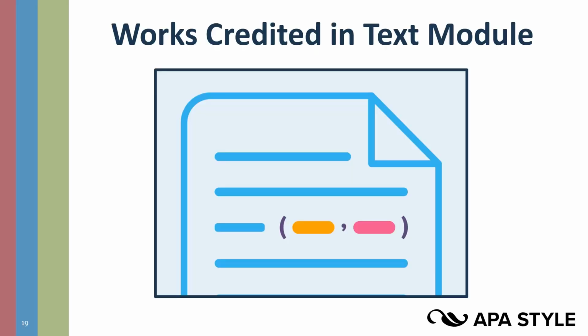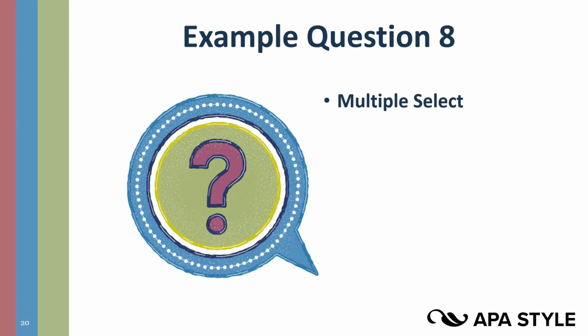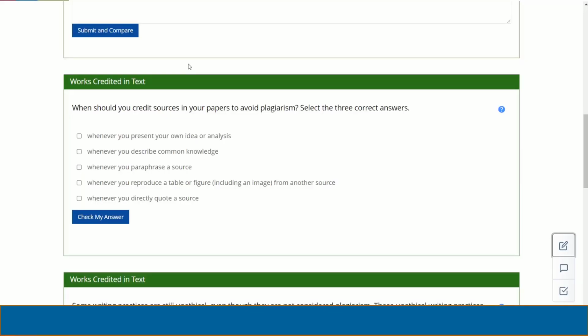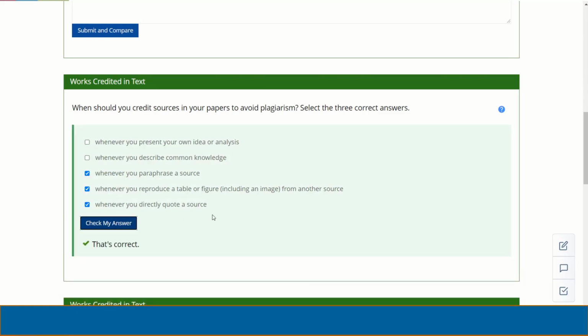Next, I'll show you 2 example questions from the Works Credited in Text module. Example question 8, multiple select. Here is an example of a multiple select question that asks me to identify 3 cases in which I must credit my sources in order to avoid plagiarism. So I make my choices, and then when I'm finished, I select Check My Answer. The feedback confirms that I'm correct.